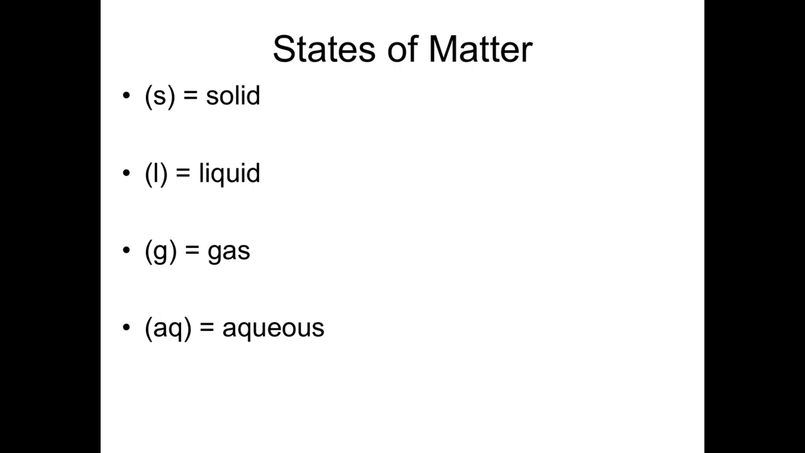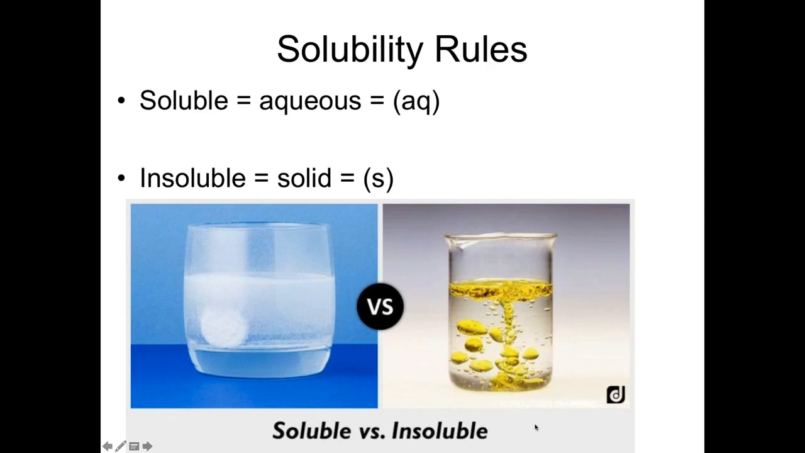Then what happens is, where I think it gets a little confusing, understandably so, is that when something's soluble, it's aqueous, and it's listed AQ. And if something's insoluble, it's listed as solid with an S. So in this diagram here, you have an Alka-Seltzer tablet that's getting dissolved in water. This would be aqueous. And here we have oil that's in water, and oil is insoluble, and so this would be labeled as S.